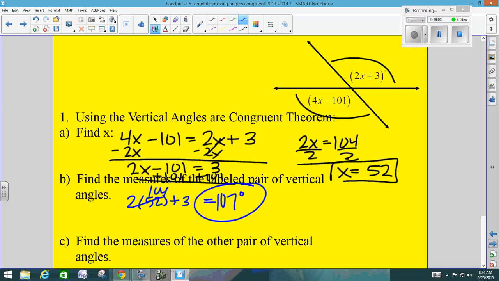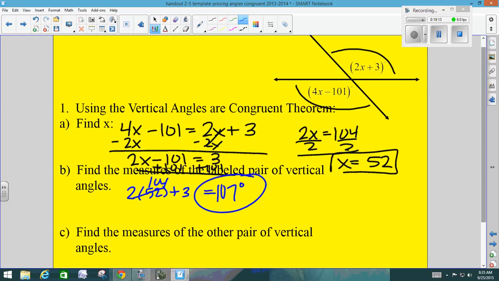Part C says find the measure of the other pair of vertical angles. The guys that aren't marked. Jimmy? 180 minus 107. Why 180? Good. They form a linear pair, a straight line, 180 degrees. So take 180 minus 107, 73.